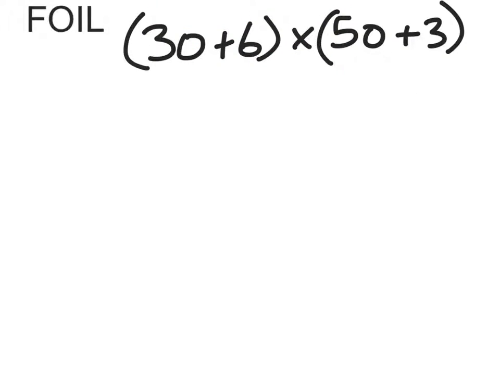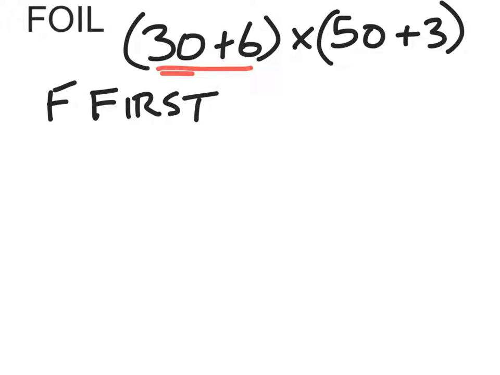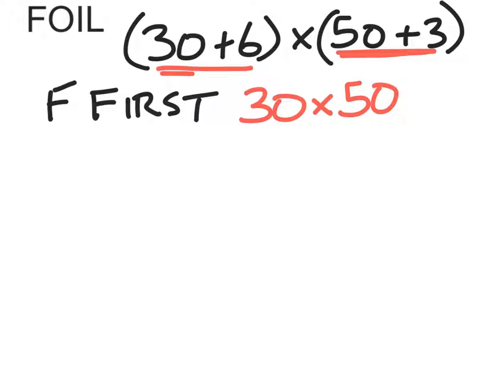So now that I have my numbers broken down, I start with the F in FOIL. And the F stands for the first numbers in each pair. So the first number in this pair of numbers is the 30, and I multiply that by the first number in this pair, which is 50. So using the strategy I know, 3 times 5 is 15, and I tack on 2 zeros.